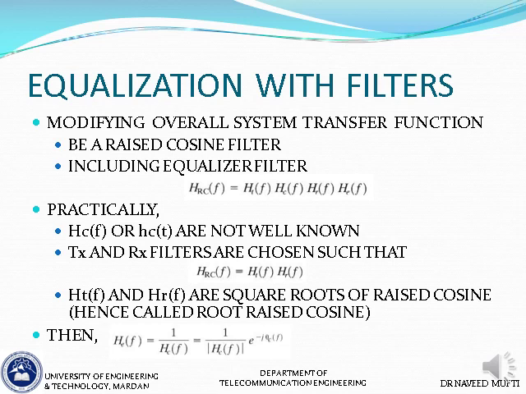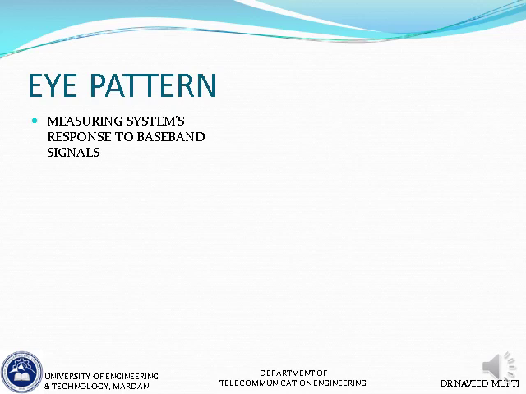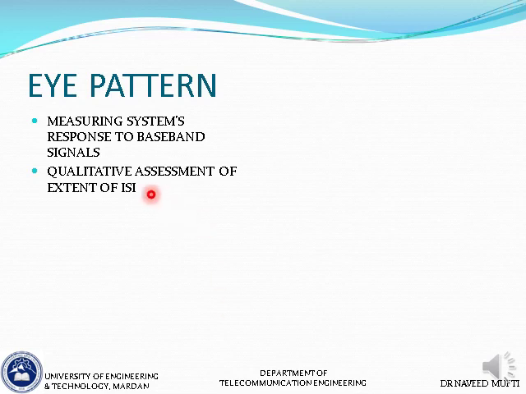Now we are going to look at how we can visually analyze the effects of ISI. The tool that we use to analyze intersymbol interference is the eye diagram or the eye pattern. Basically the idea is to measure the system's response to baseband signals. So whatever system introduces ISI, we check its response to baseband signals. The eye pattern is a tool to qualitatively analyze the extent of ISI.